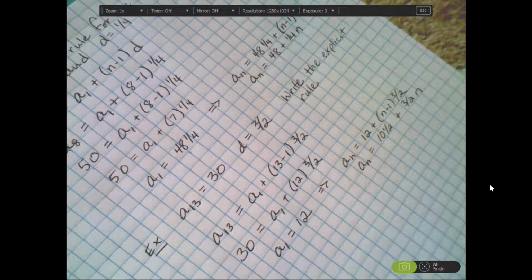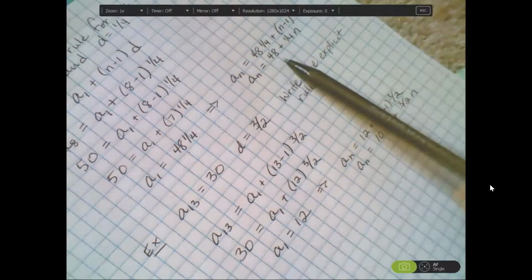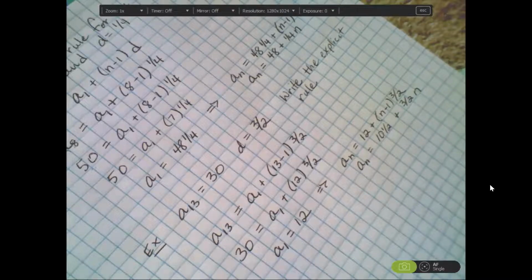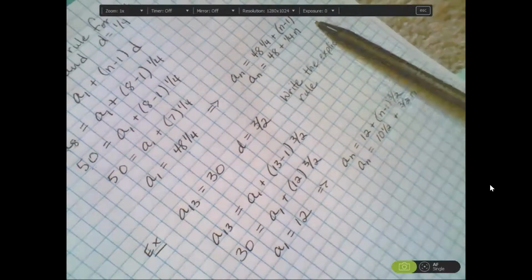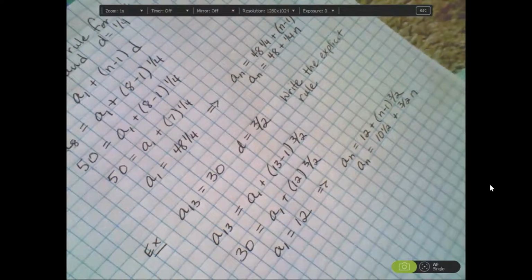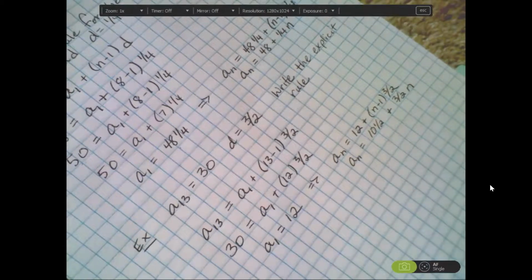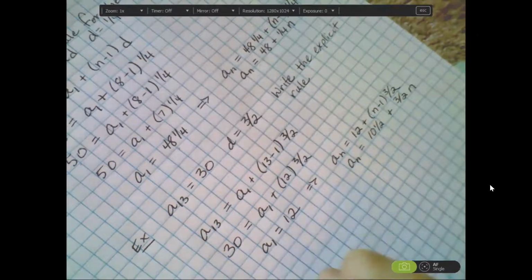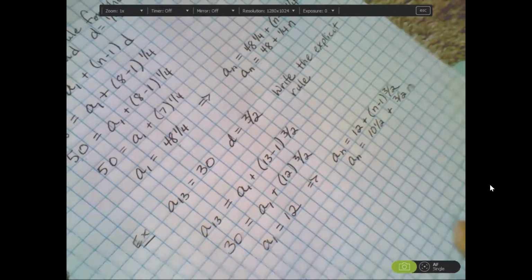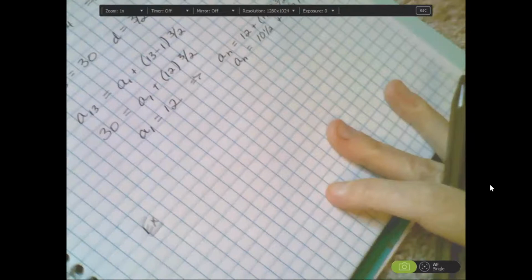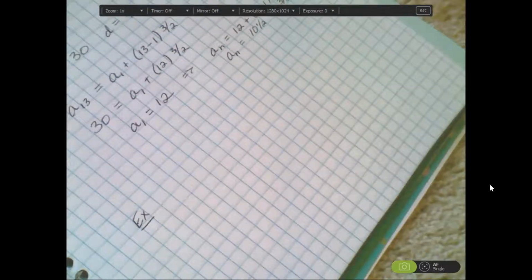So then for both of these, this one up here and this one, now that we have this explicit rule, we could find any term number we wanted, right? We could find the 50th term by just plugging 50 in for n in either rule, or we could find the 75th term or whatever. Once you know that explicit rule, it makes it really super easy to find any other term that you're looking for. All right, another type, really quick before we move on to our series stuff.